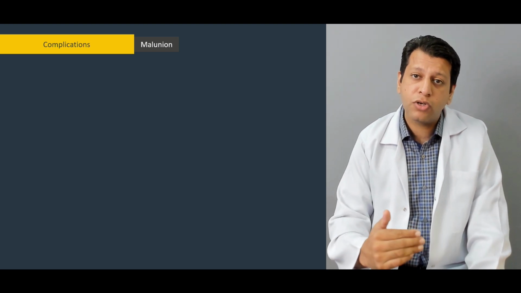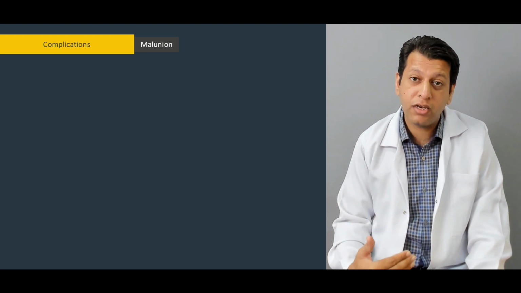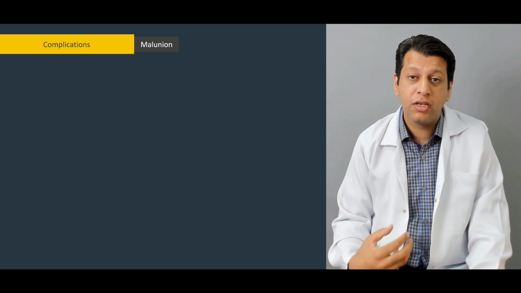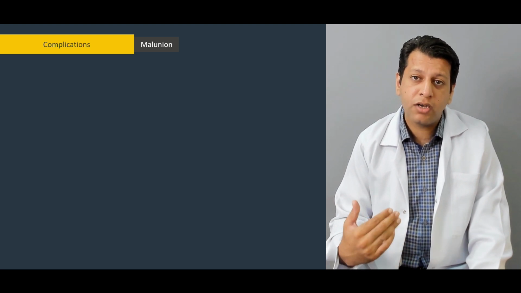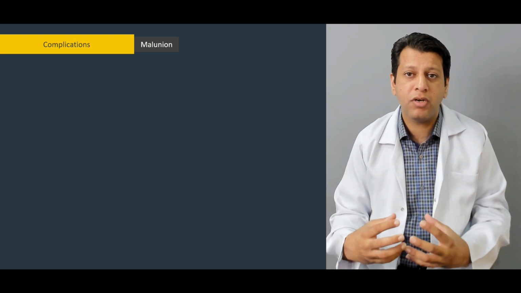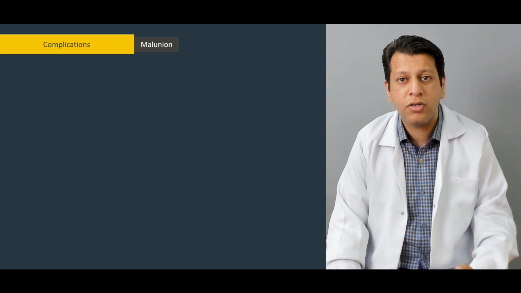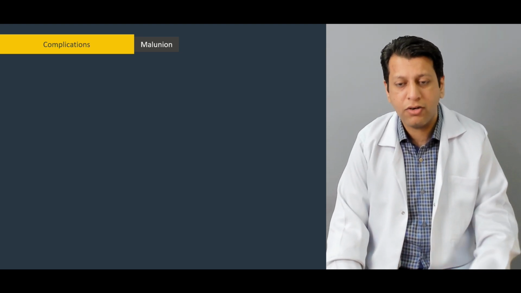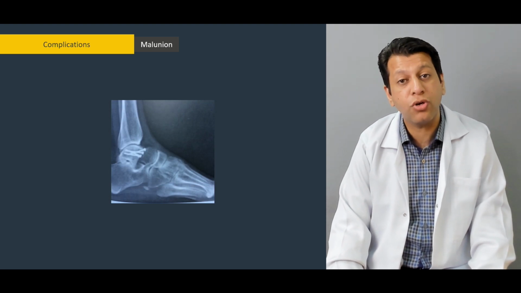The talonavicular joint is the talus connection to the midfoot. The talocalcaneal or subtalar joint is the connection to the hindfoot, and the tibiotalar joint is the connection to the leg. So it's an interplay in between, when all the forces are going to cross over during walking and running. The most common complication is the malunion or the non-union.